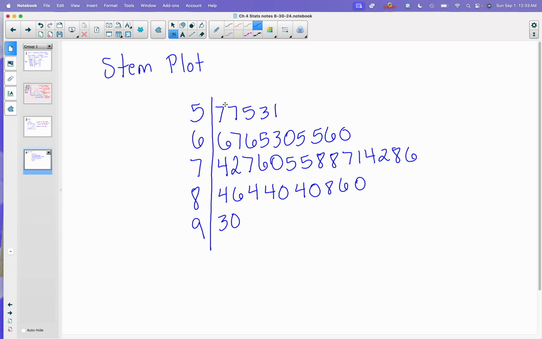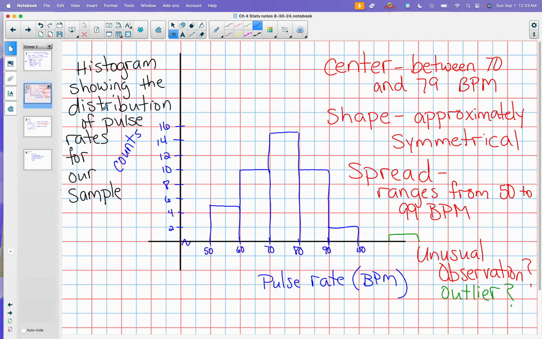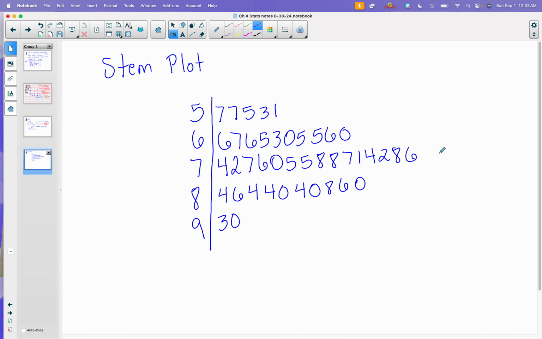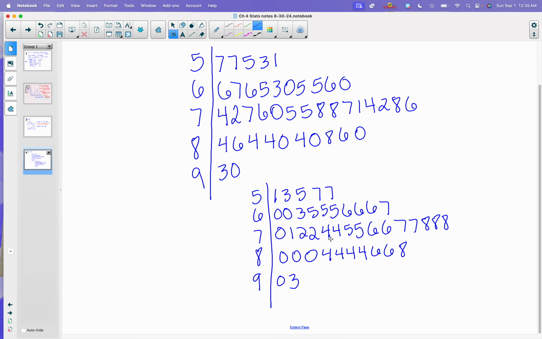Now, these over here are all considered the leaves. But in order for this to really be helpful to us, I mean, it's helpful as far as our distribution. As a matter of fact, if you look at your histogram and you notice the comparison, if we turned this sideways, it would look like this. Or if we turned this sideways, it would look like the histogram. However, to be more useful, we really need to have the leaves in order. So you would recopy the stem and put all the leaves in order. So there they are in order.